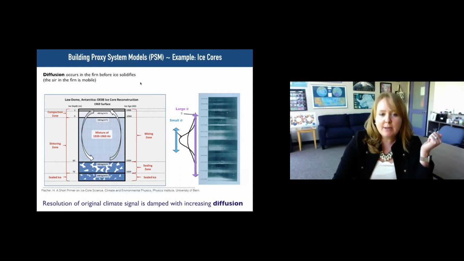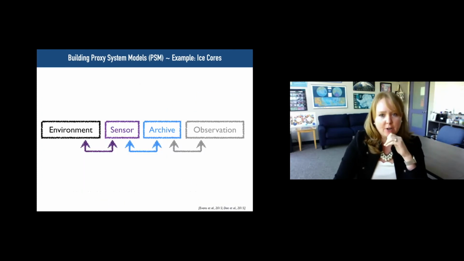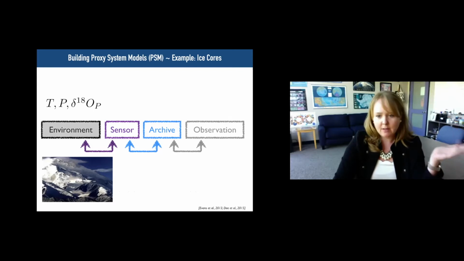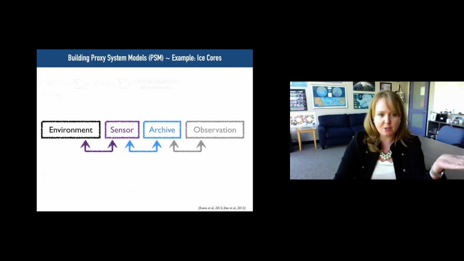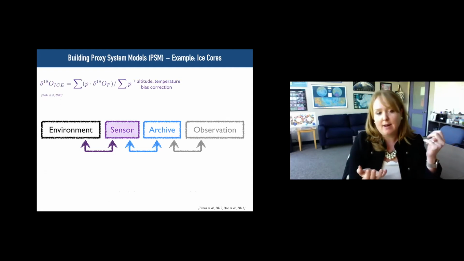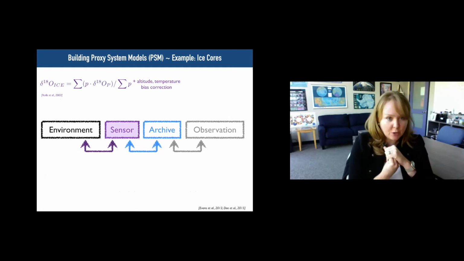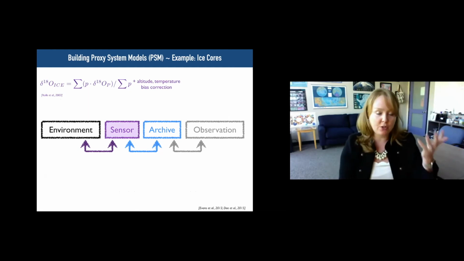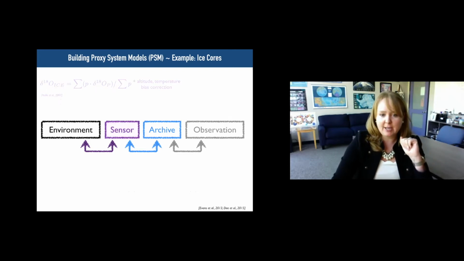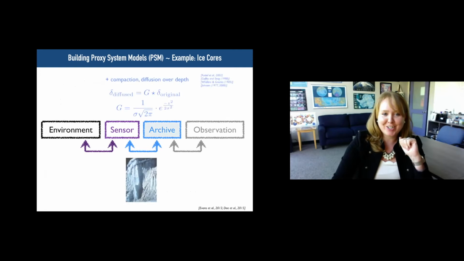So if I were to build a proxy system model for ice cores, we'd start with our environmental signal. We're interested in temperature, precipitation, and water isotopes in precipitation. Those 3 primary signals will first pass through a sensor model, which for ice is quite simply maybe a weighted by precipitation water isotope value, plus maybe an altitude or a temperature bias correction. The archive model has those bigger, more heavy calculations that we just discussed.